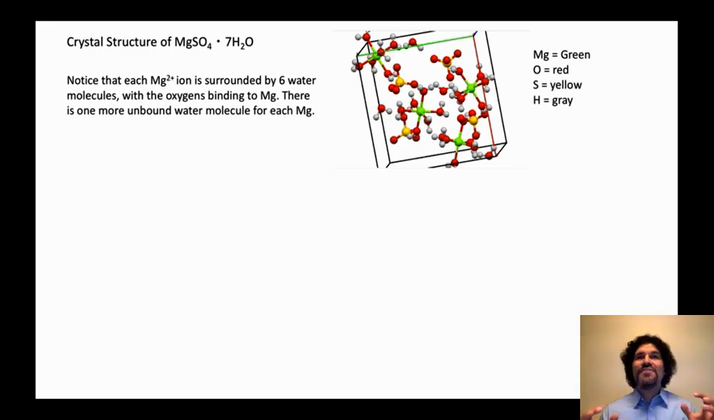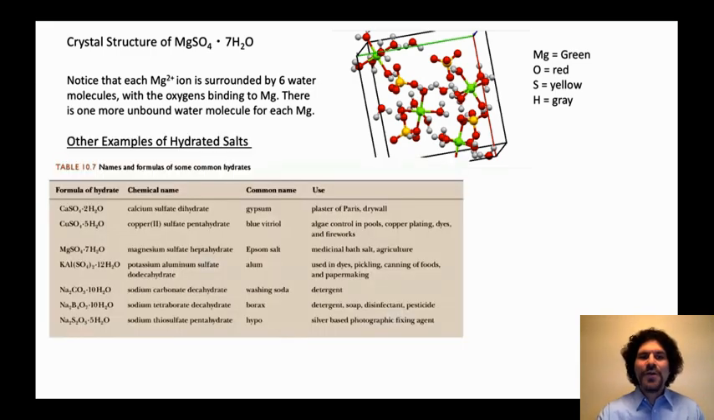That just kind of fills up the space between the cations and the anions. So without the water, all that's in the crystal is magnesiums and sulfates. When you add the waters, they actually bind to the magnesium. And this concept of hydrated salts is a lot more general than just Epsom salt.